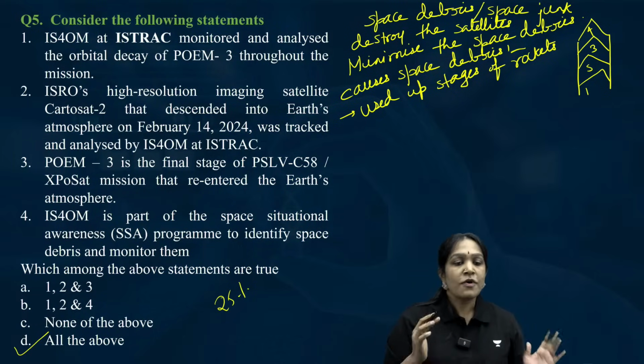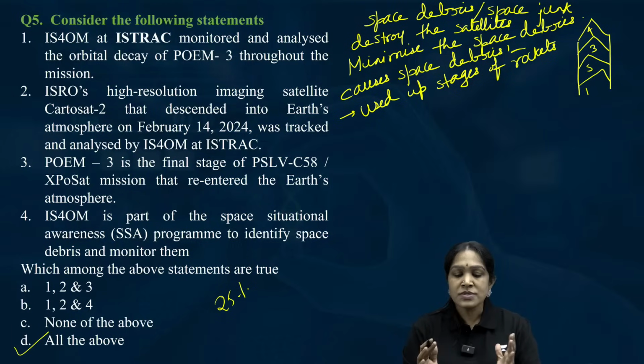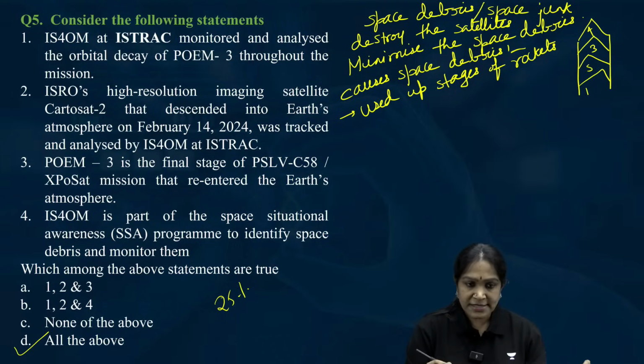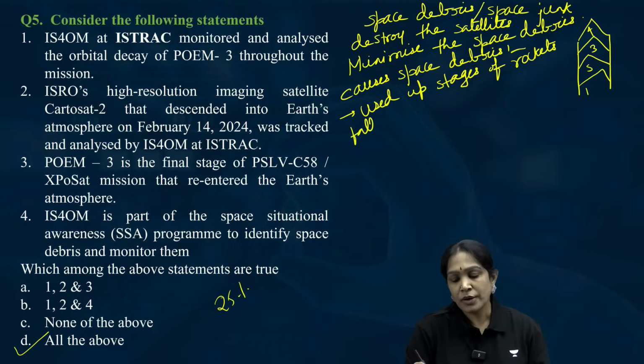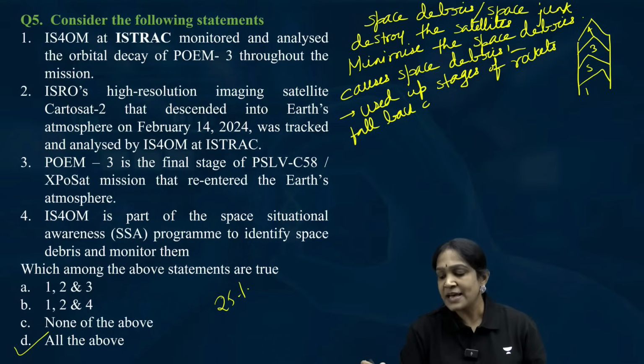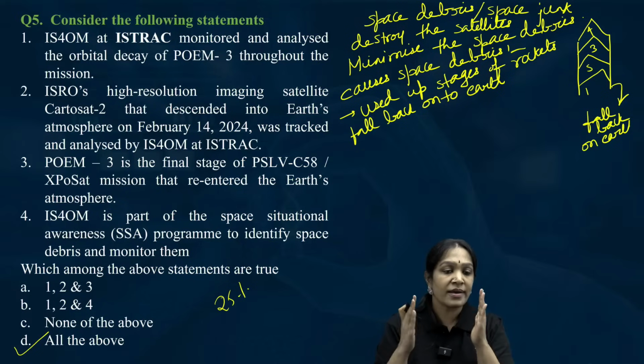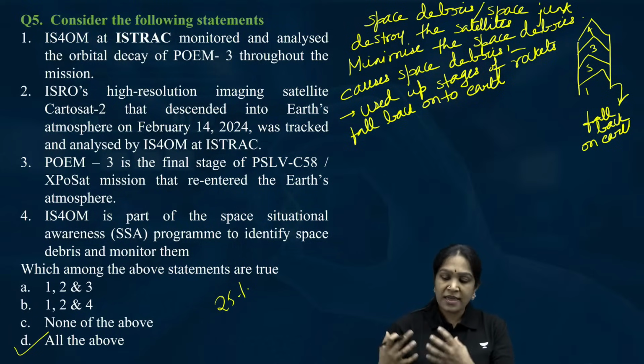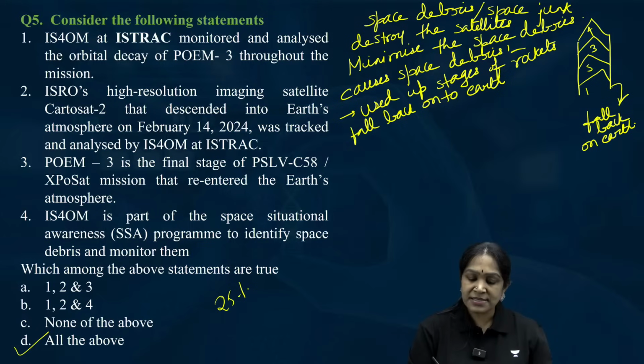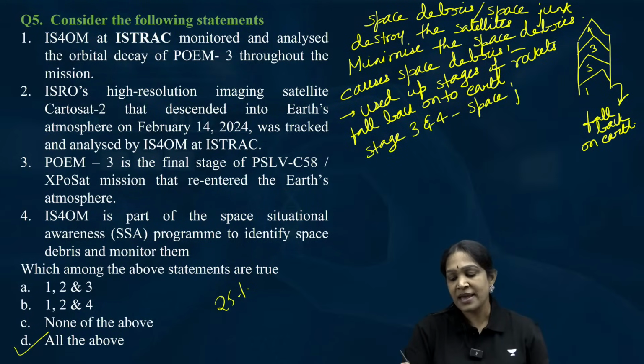What happens to these used up stages of the rockets? Some of them will fall back onto earth. For example, stage 1 may fall back onto earth. Do you agree? Because stage 1 is released when the rocket is close to the earth. But stages 3 and 4 will become space junk.